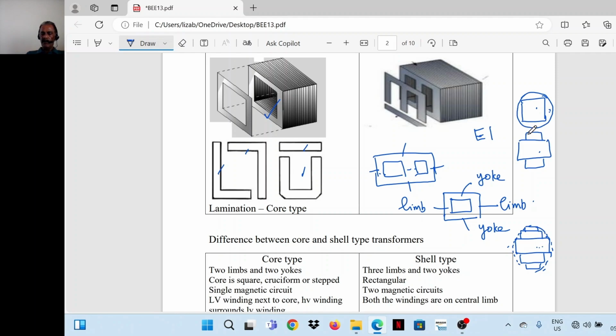So a suitable type of cross section can be used in a transformer while designing it. Square, cruciform, or a higher number of steps can be used in a transformer core design. So for core type transformer, the core is square, cruciform, or stepped, whereas in shell type transformer, it is rectangular.